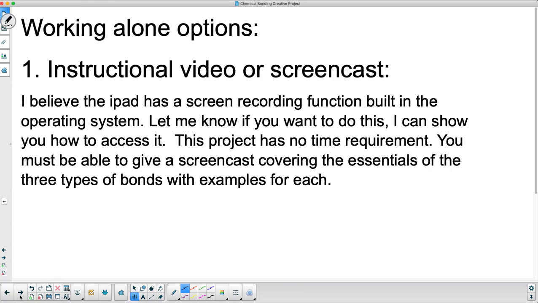For working alone, we're looking at an instructional video or screencast. I've had a couple of students do this, and it has worked out well. If you want to do this, please contact me. I have a list of instructions on how to access the screen recording function on your iPad. I'll definitely send you the instructions. They're easy to follow and tell you exactly what to do. You can set this up pretty quickly, and then you do it right there on your iPad.